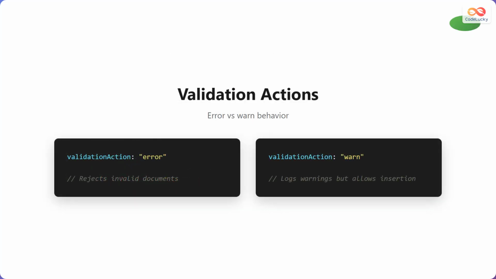You can configure how MongoDB behaves when a document fails validation using validationAction. If validationAction is set to error, MongoDB will reject any document that does not meet the validation rules. Alternatively, if validationAction is set to warn, MongoDB will log a warning when an invalid document is encountered, but it will still allow the document to be inserted.